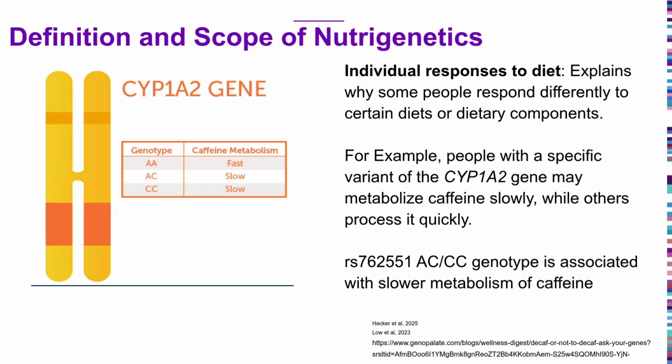CYP1A2 gene provides instructions for making a liver enzyme that is crucial for metabolizing a variety of compounds, including drugs and caffeine. Variants in this gene can lead to people being either fast or slow metabolizers, which alters the effects that caffeine has on their body. People with the AC or CC genotype of RS762551 metabolize caffeine more slowly, making them more sensitive to the effects of caffeine, and they might have an increased risk for negative health outcomes like heart attacks with high caffeine consumption.